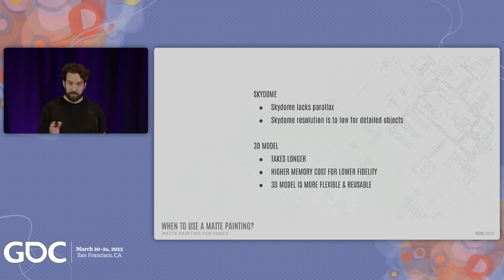So why use a matte painting in the first place? You could just paint the detail and the information in the sky dome or make a 3D model. I mean, every project is different and you kind of need to make your own judgment calls, but a sky dome most usually does not have the texture resolution for a good, detailed backdrop, and it also lacks parallax, which we'll talk about later on.